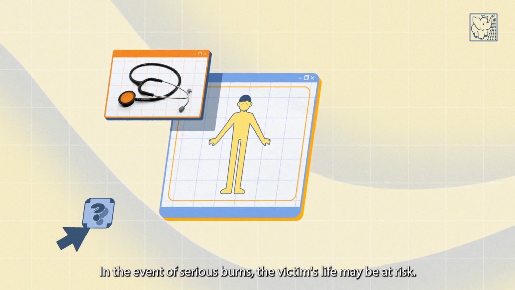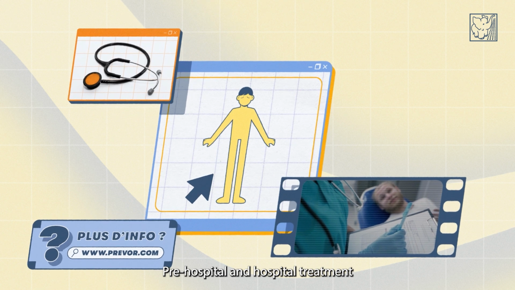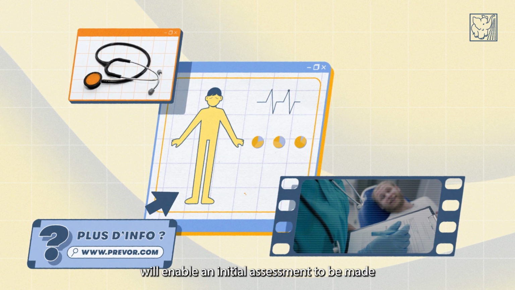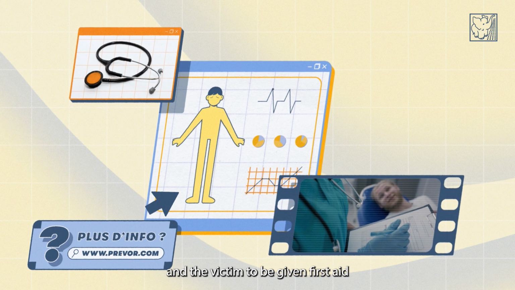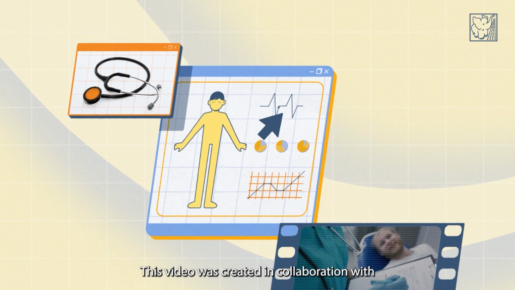In the event of a serious burn, the victim's life may be at risk. Pre-hospital and hospital treatment will enable an initial assessment to be made and the victim to be given first aid and appropriate secondary treatment.